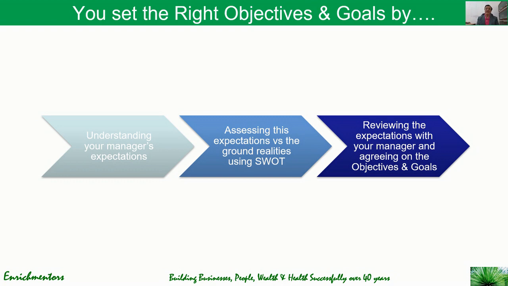And finally, once you have done this middle portion, the second step, you review the expectation with your manager using the SWOT that you have done. You take the SWOT, you take his expectation, put that together in front of him and say, hey, sir, this is what it looks like. So let's see what we need to do. It could happen that he says, okay, let's tone this particular thing down, or there's more upside here, let's do this more. So you come to some agreed goals.